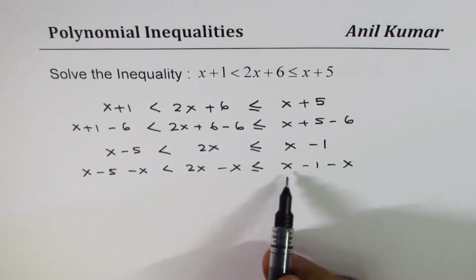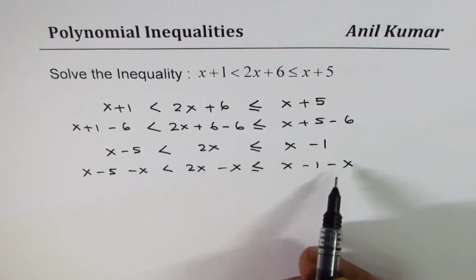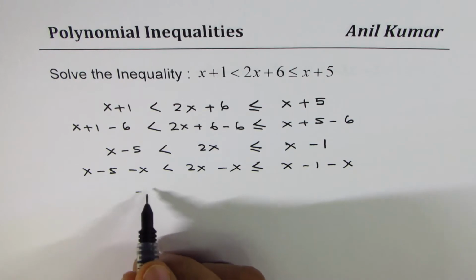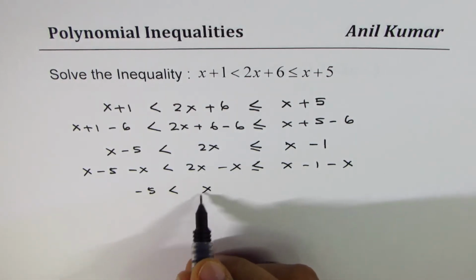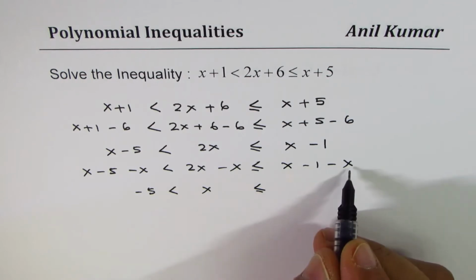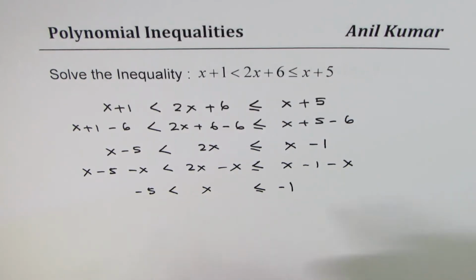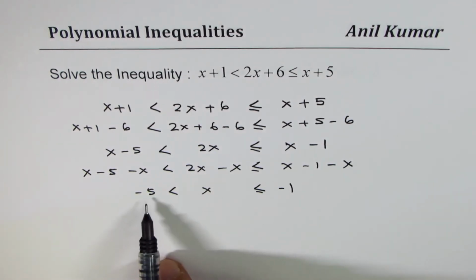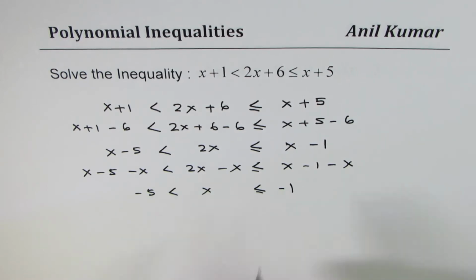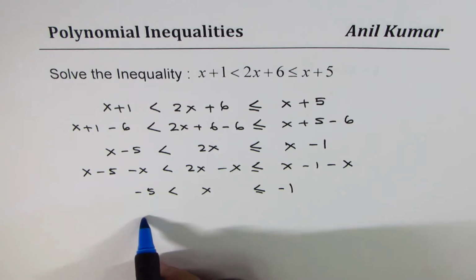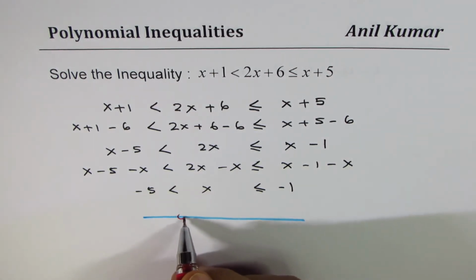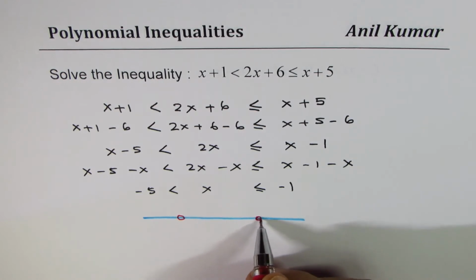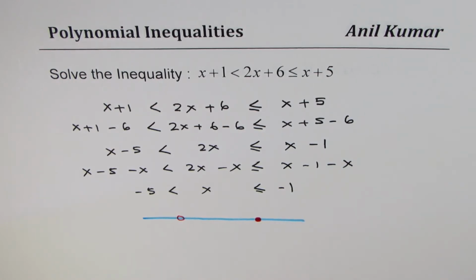So when you subtract x, we get rid of x from the ends. So what we get here is minus 5, and 2x minus x, as x minus x is 0, we get minus 1. So we have x which is between minus 1 and minus 5. I could write this as a solution on a number line where minus 5 is not included but minus 1 is included. Do you see that?